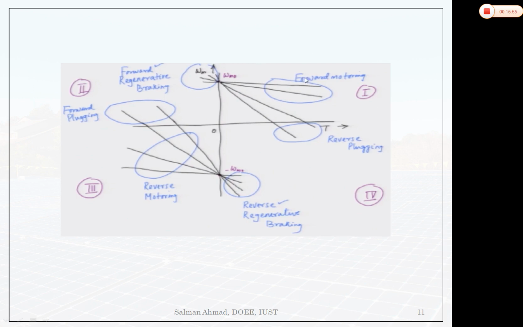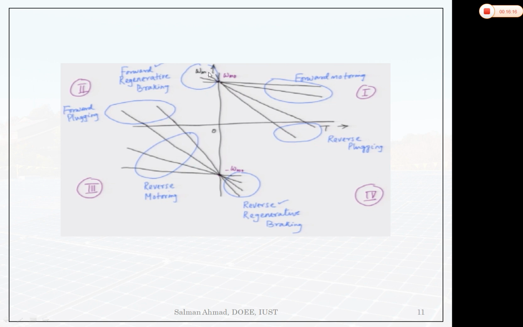You can see here the first part, this portion in quadrant 1, is forward motoring mode because torque and speed both are positive. So this we will call forward motoring mode. Similarly, in this part both torque and speed are negative, so the product of these two will be positive. So this we will call reverse motoring. The speed will be reverse, but still it will work as a motor.